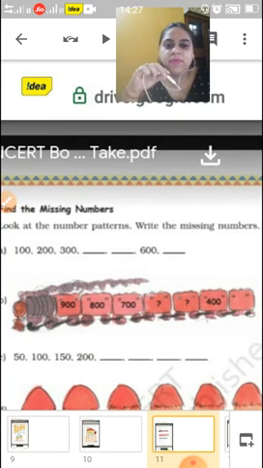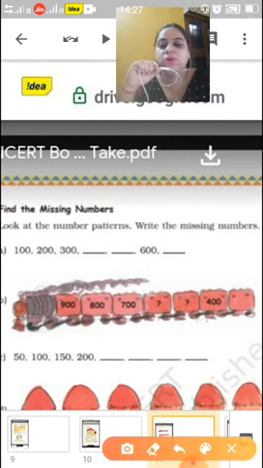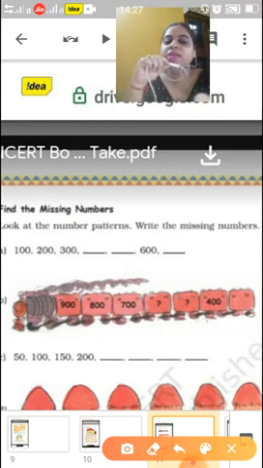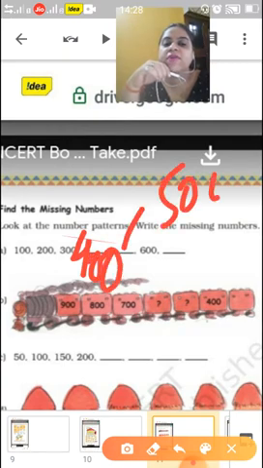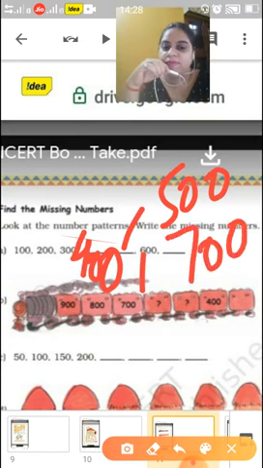Look at the number patterns. Write the missing numbers. Children, this I have given you already, but one I will explain, then the rest you will do on your own. 100, 200, 300. What will come? 100 difference is there. Next will come 400. Then here will come 500. 600 is written, so here will come 700.